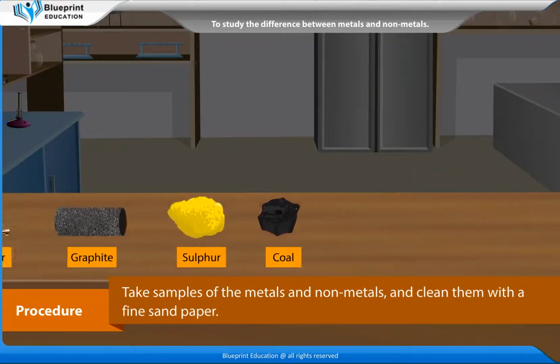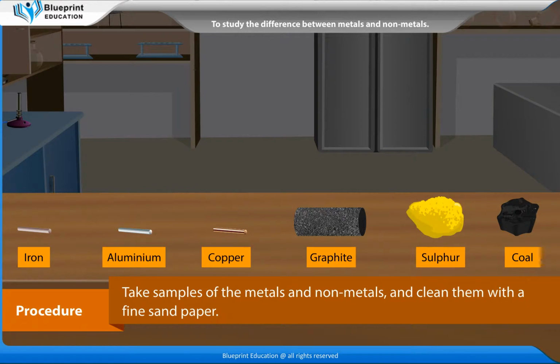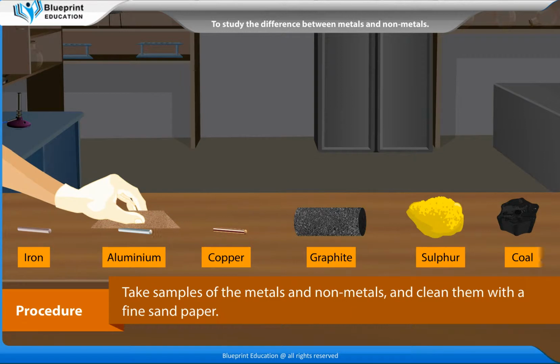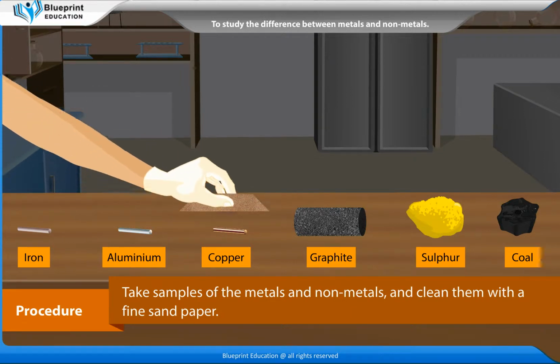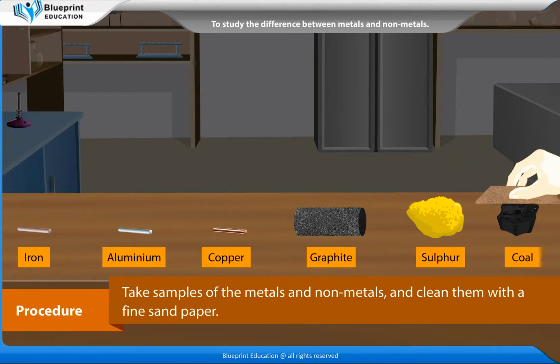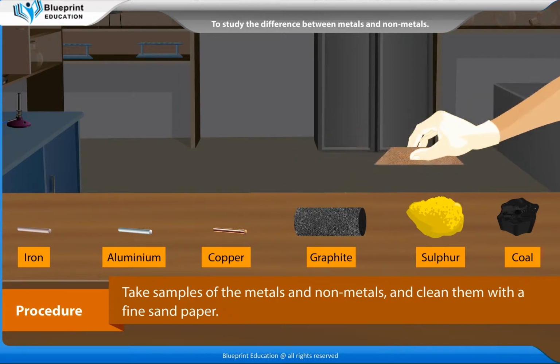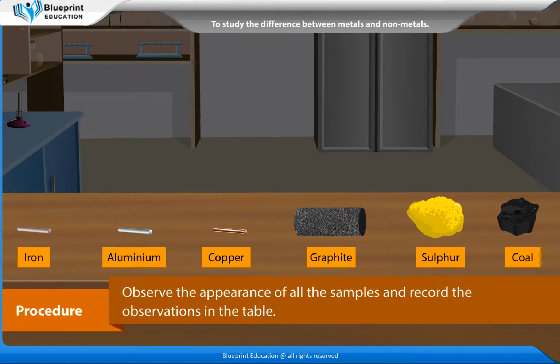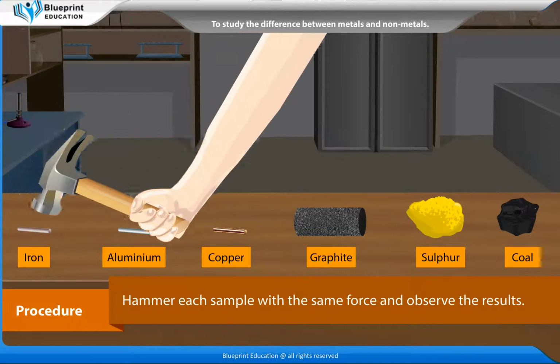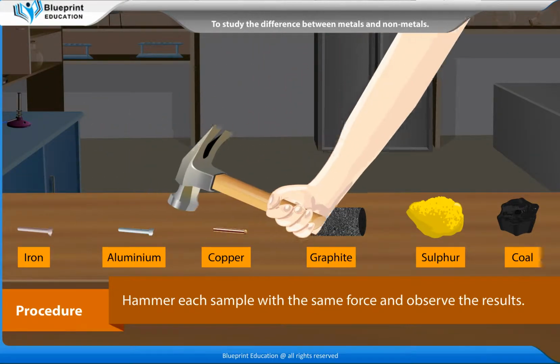Procedure: take samples of the metals and non-metals and clean them with a fine sandpaper. Observe the appearance of all the samples and record the observations in the table. Hammer each sample with the same force and observe the results.